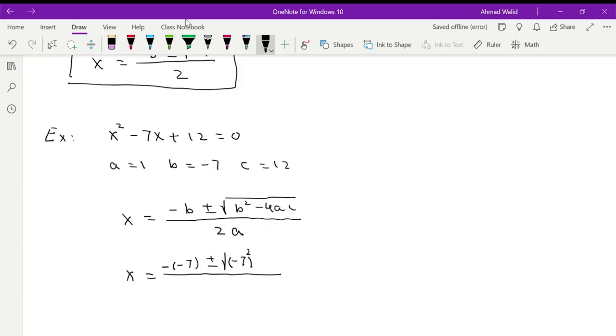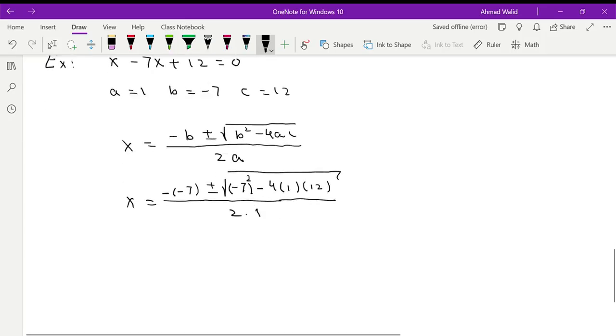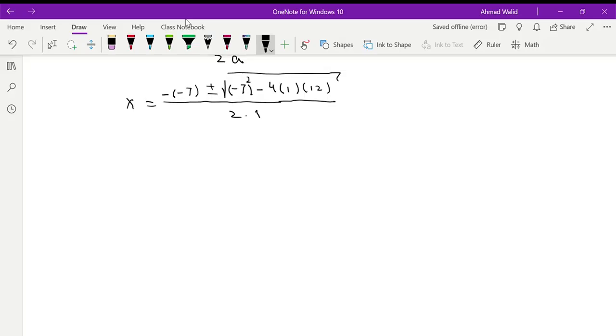Correct? Minus 4 times A, which is 1, times C, which is 12. All over 2 times 1. Next step, simplify. Do the operation. X equals negative 7 becomes positive 7. Plus minus a square root of negative 7 squared gives you positive 49. Minus 4 times 12 gives you 48.